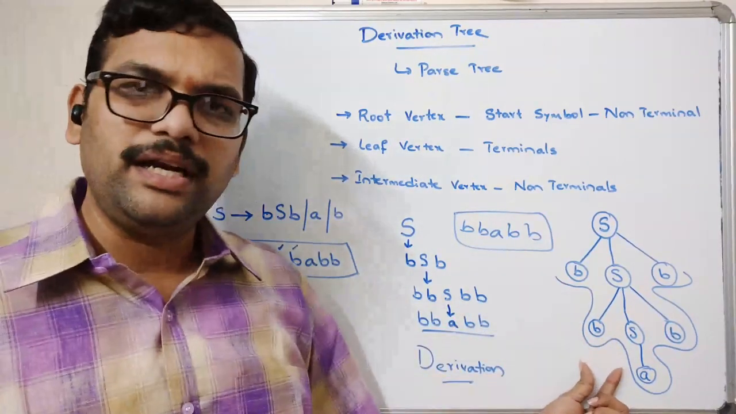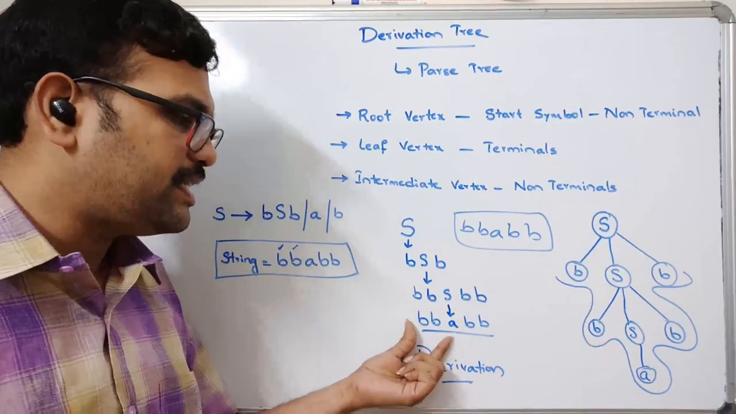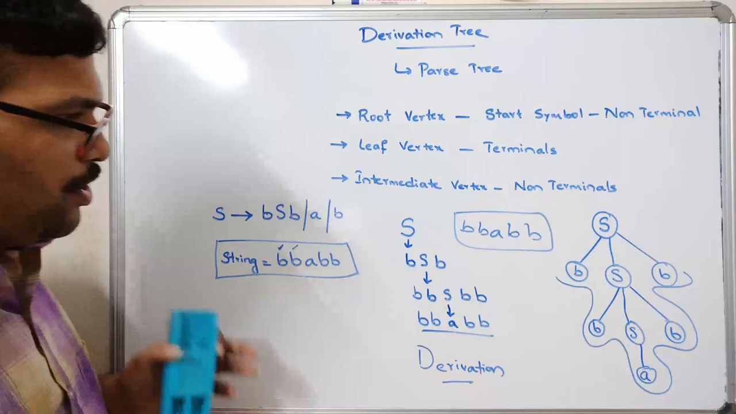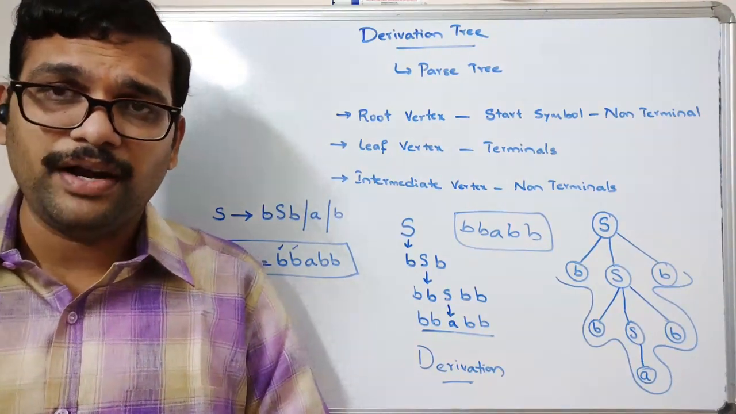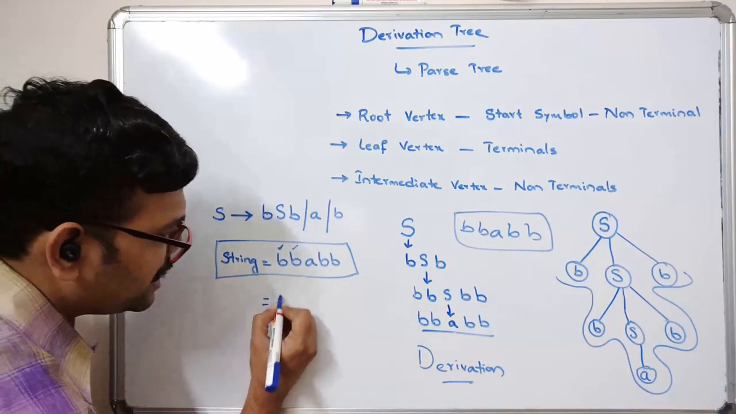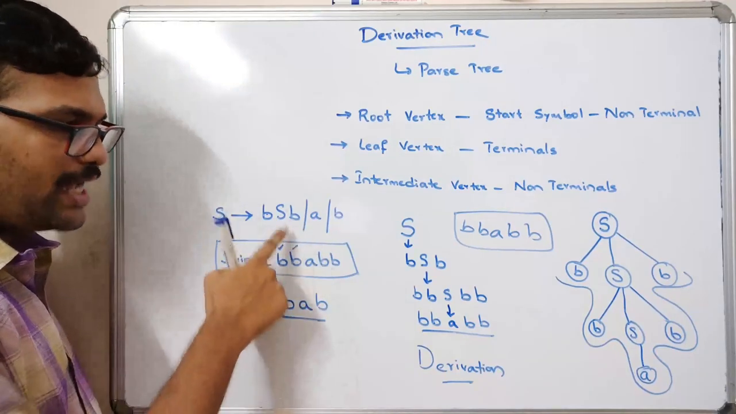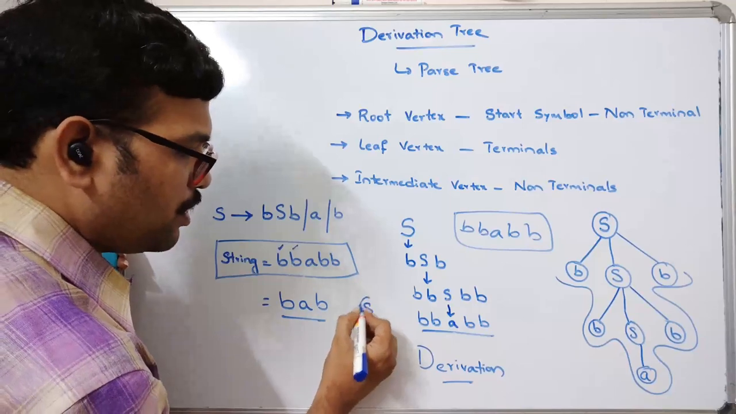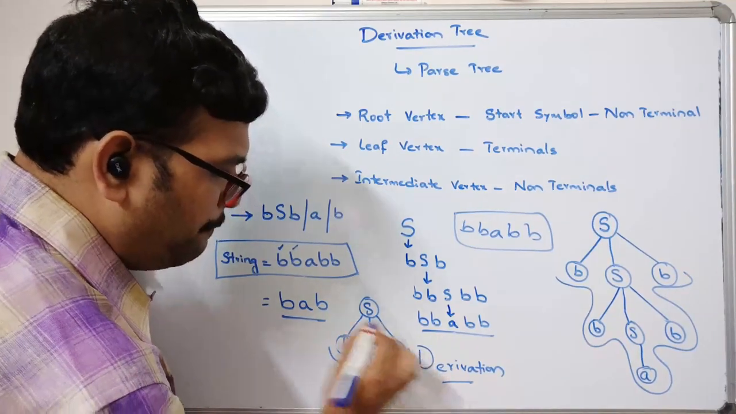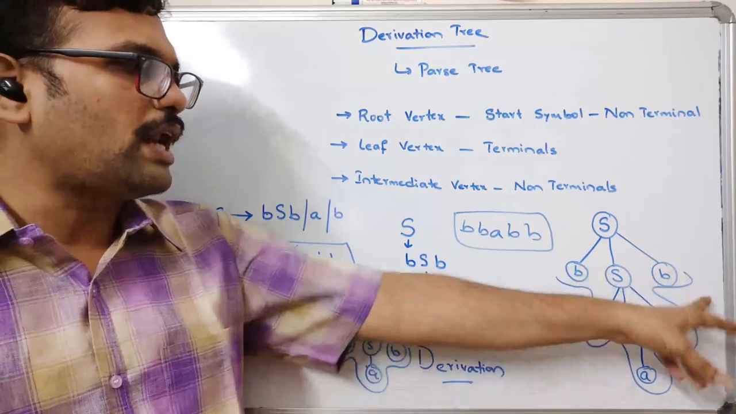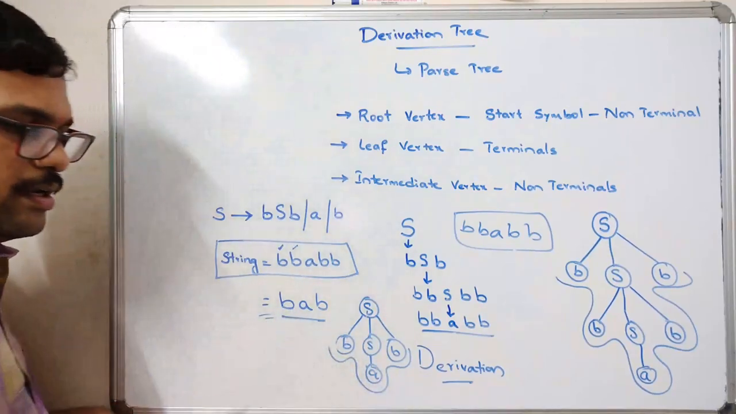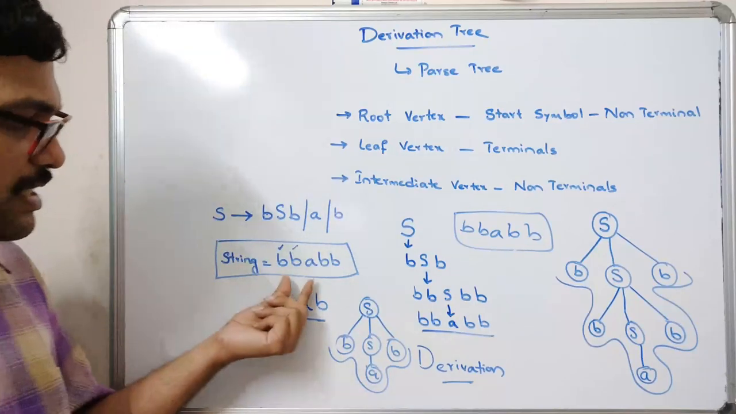So in order to draw the derivation tree, it would be very easy if you derive the string from the production rules. From this derivation, we can simply write the derivation tree. Hope you understood. First, we need to take a string which is accepted by the context-free grammar. Here, the strings accepted by this context-free grammar will be many. For example, if the string is bab, this is also an accepted string, so we can also draw the derivation tree for this one: b, S, b, and here it will be a. So you can observe here b, a, b. We need to read the leaf nodes from left to right in order to get the string, from leftmost, b, a, b. So we can consider any string and just derive that string by applying the productions.